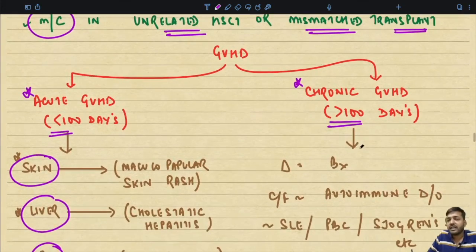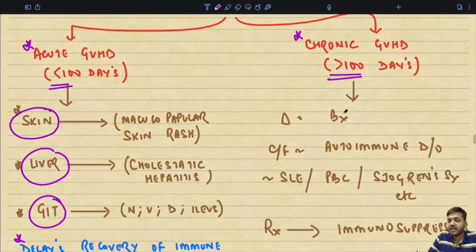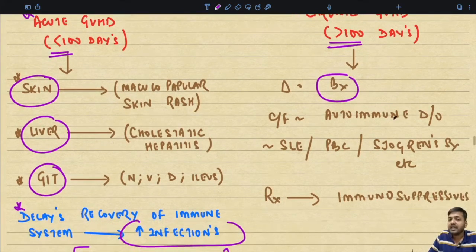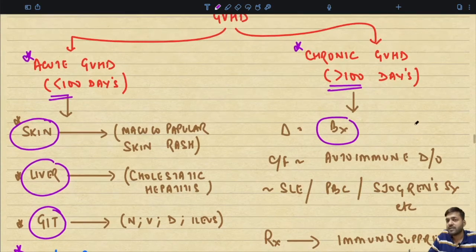Now, very importantly, in case of chronic GVHD, the diagnosis again is done by biopsy. Clinically, biopsies from such patients resemble any autoimmune disorder like SLE, biliary cirrhosis, or Sjogren's syndrome. Again, the treatment is the same, to give immunosuppressives like corticosteroids.